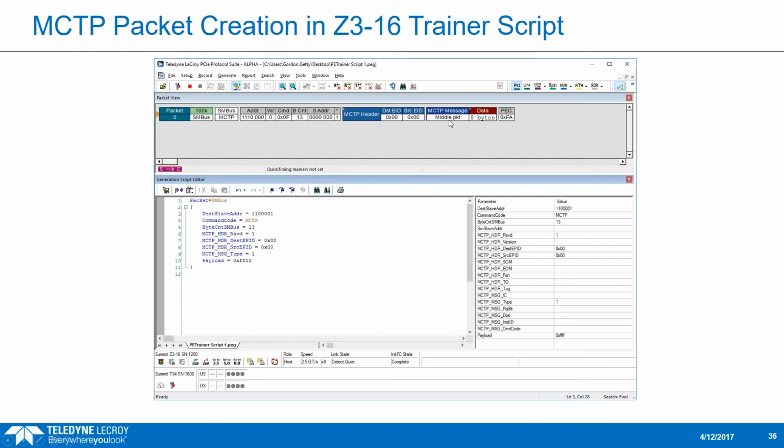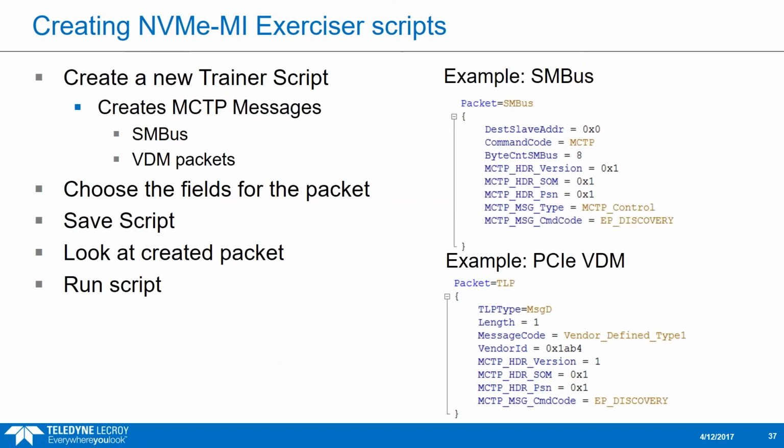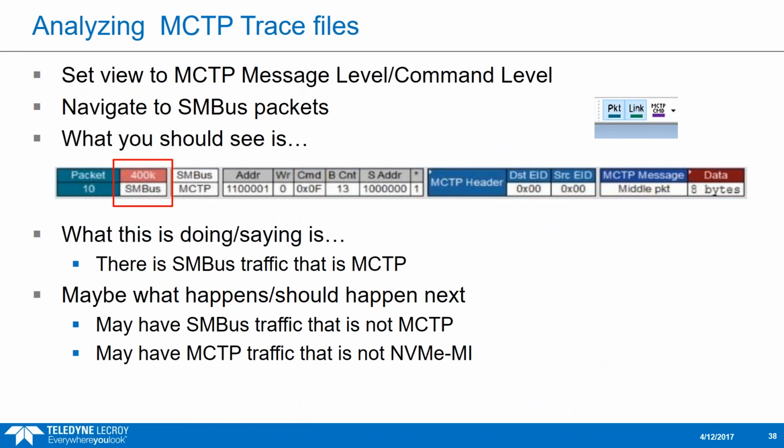If you wanted to create your own scripts to be able to run the test, the conformance tests themselves are encrypted and locked, so they're fixed to maintain consistency for the testing, but you can create your own both SM bus and PCI Express vendor-defined message test cases or exerciser scripts using the same hardware. So you can create SM bus packets, which are MCTP commands or NVMe MI commands. This is what the exerciser GUI looks like. You can see, in this case, it would be creating an SM bus MCTP header packet.